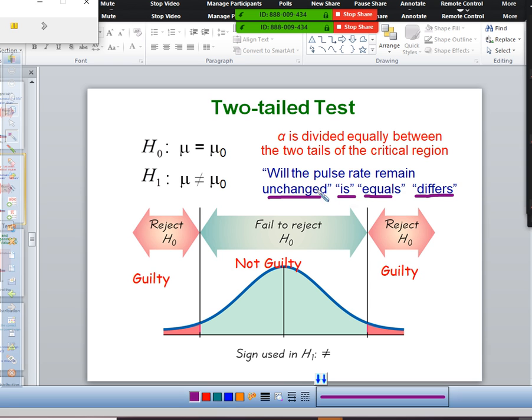These ones here, is, equals, unchanged, that's when your claim is H naught. And again, when your claim is H naught, then your H1 is the opposite. So either of those will get you an H1 of not equal to, or a two-tailed test, when your claim is differs, or not equals, or your claim is equals, unchanged. So those are the ways you get a two-tailed test. In both cases, H1 is not equal to, so you're going to have a guilty region on the right and a guilty region on the left, and the non-guilty region will be in the middle.